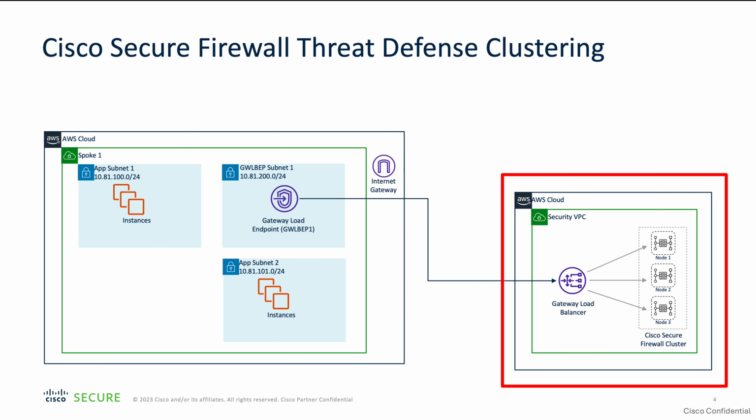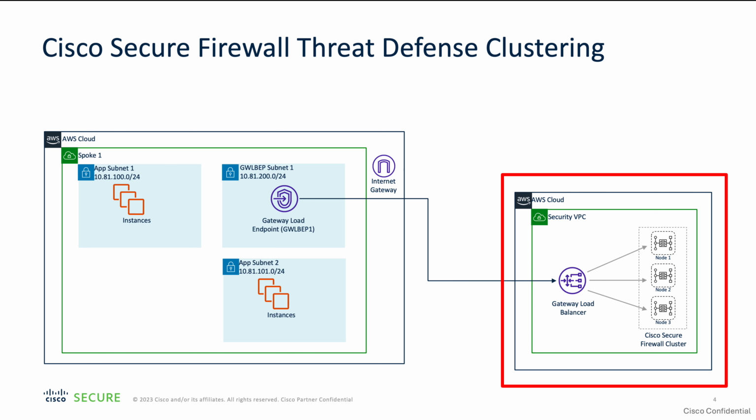Okay, so this is the architecture. This security VPC is what we deployed in AWS in the previous video, where we deployed the security VPC, subnets, firewall cluster, gateway load balancer, this gateway load balancer endpoint, route tables, and all the required resources using the CloudFormation templates. I'm not showing all those components here in this architecture, but we'll explore all those in the video on the AWS console.